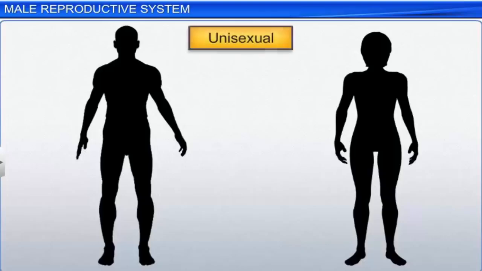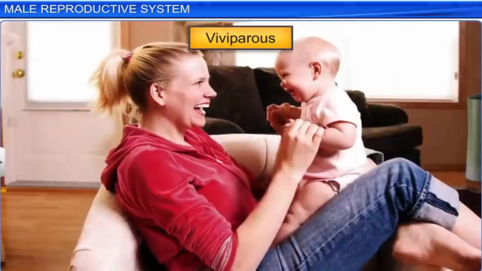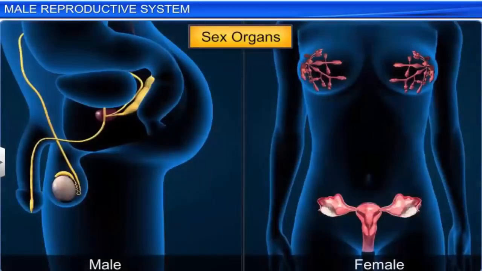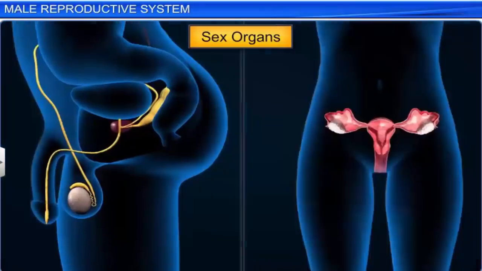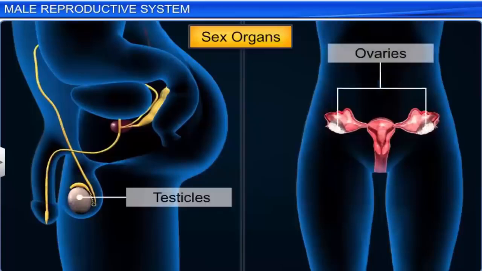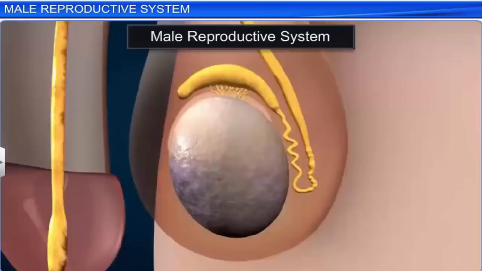Humans are unisexual and viviparous. The major reproductive organs include the external genitalia, like the penis in males and the vulva in females, along with a number of internal organs including the gamete-producing gonads like the testicles in males and the ovaries in females. Let us learn about the organs of the male reproductive system.